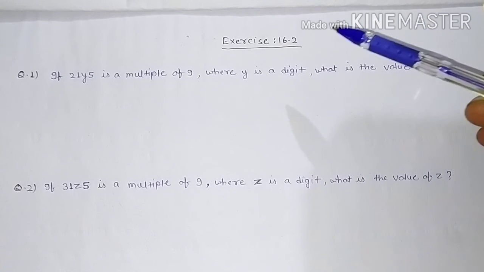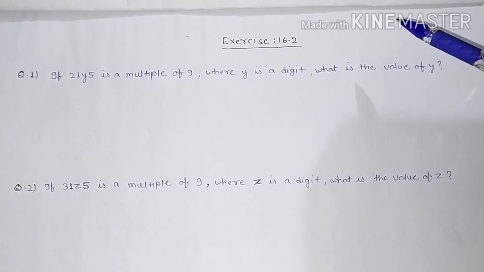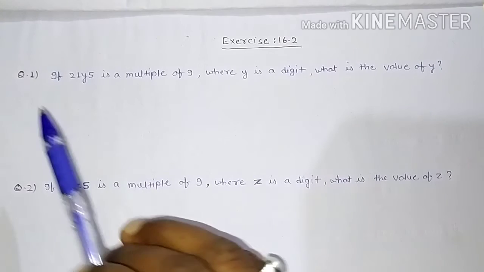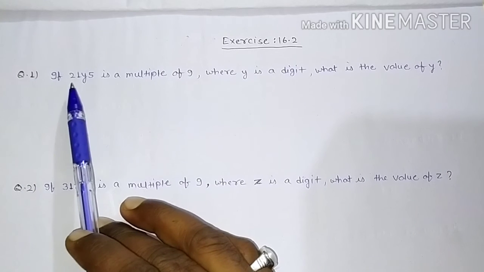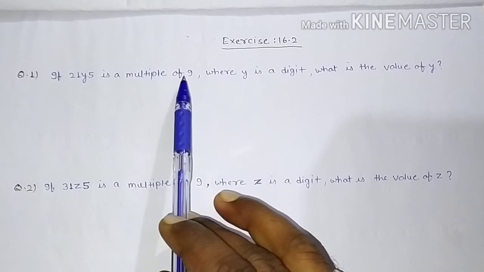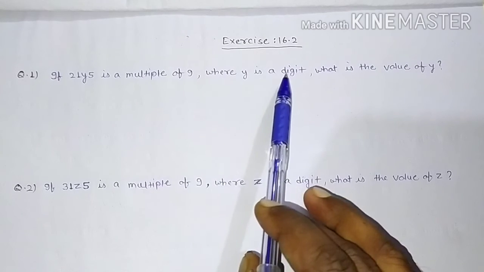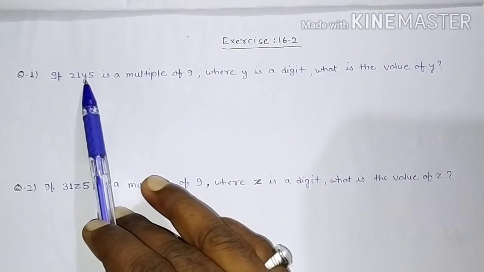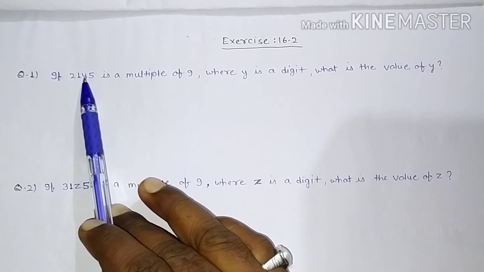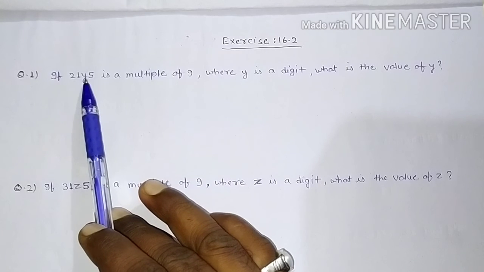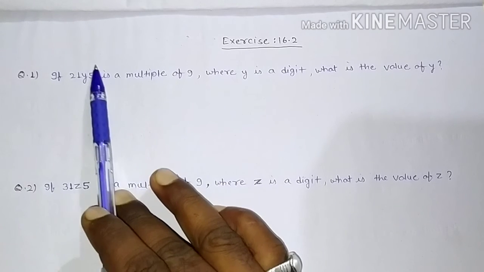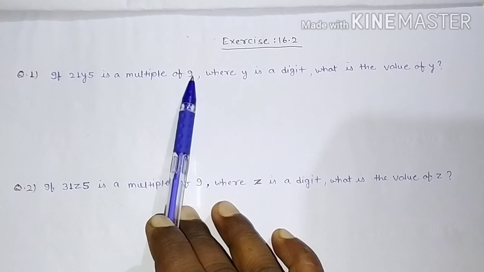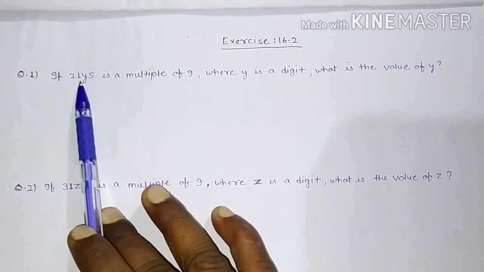exercise 16.2 from NCERT, and this is the last exercise of this chapter. Now question number 1: if 21y5 is a multiple of 9 where y is a digit, what is the value of y? So this number is given and y is the unknown number, and it is also given that this number is divisible by 9 or a multiple of 9. Okay, so we have to find the value of the digit y.